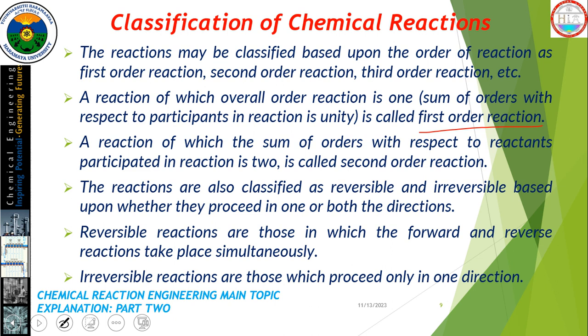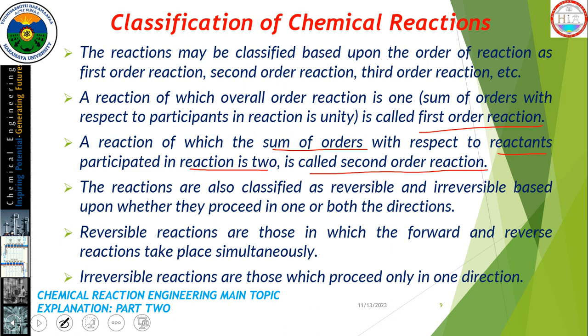Second one is a reaction of which the sum of the orders with respect to the reactants participating in the reaction is 2, which is called a second order reaction. In other words, a reaction with the sum of the orders with respect to reactants equal to 3 is considered a third order reaction. The same is true: a reaction of which the sum of the orders with respect to reactants participating in the reaction is n is considered an nth order reaction.